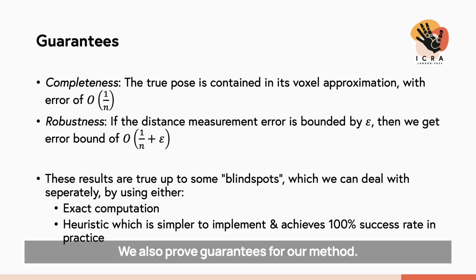We also prove guarantees for our method. Our true pose is contained in its voxel approximation, and our error is 1 over the grid resolution, hence, the error is lower the larger the grid we take. We are also robust to bounded measurement errors. These results are true up to some blind spots, which are voxels that we need to deal with separately. We have an exact computation that achieves those guarantees, but we also implement a simpler heuristic which achieves 100% success rate in practice.